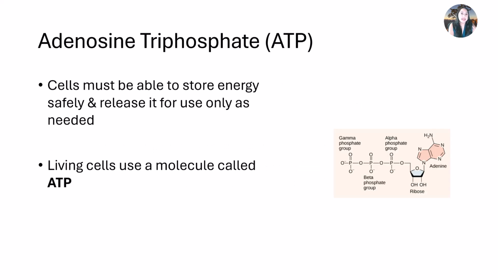So the main energy molecule that our cells use is called adenosine triphosphate, shortened as ATP. In some figures you might see the three letters ATP, usually in a little burst. ATP is the molecule that our cells use to store energy safely and then release it for use as needed. You don't really have to know too much about the details, but this is the molecule.